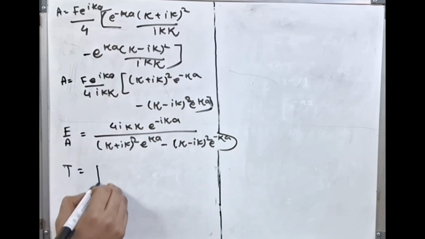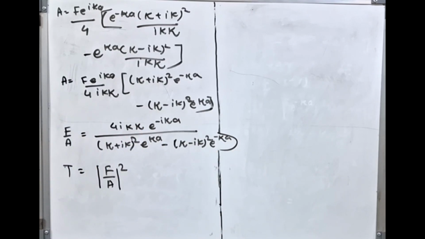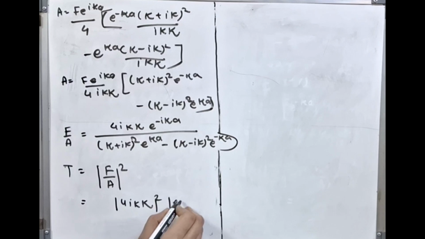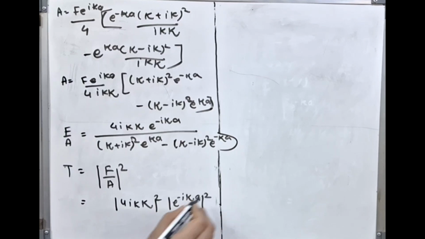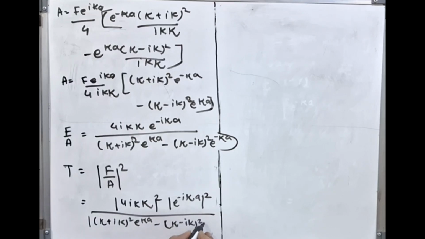My t is, of course, as I told you initially, F upon A mod square. So if we just square this whole thing, we get into a more complex algebra. So let me just square the numerator for you. It's easier to square. If you just square the numerator, which is 4 i k kappa square, and this is e raised to minus i kappa a square. Okay, and the denominator itself is a big thing. So kappa plus i k square e raised to kappa a minus kappa minus i k square e raised to minus kappa a, and we square it.